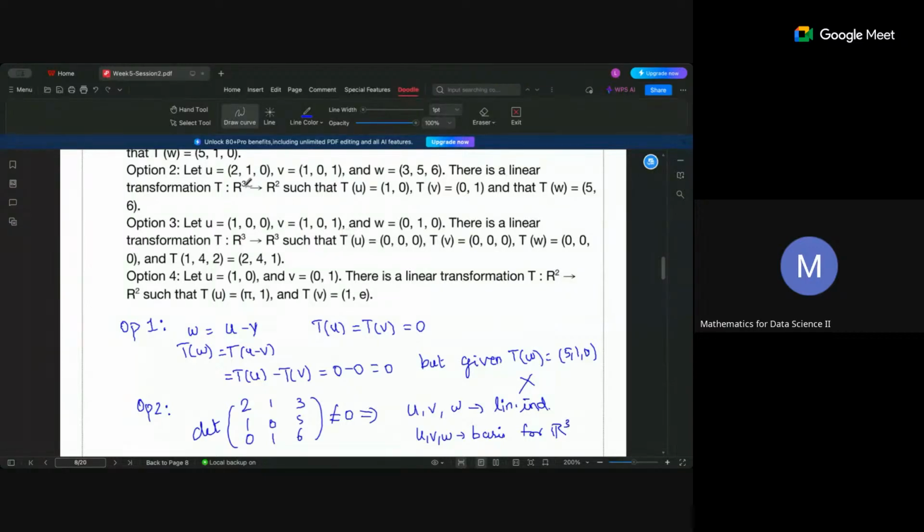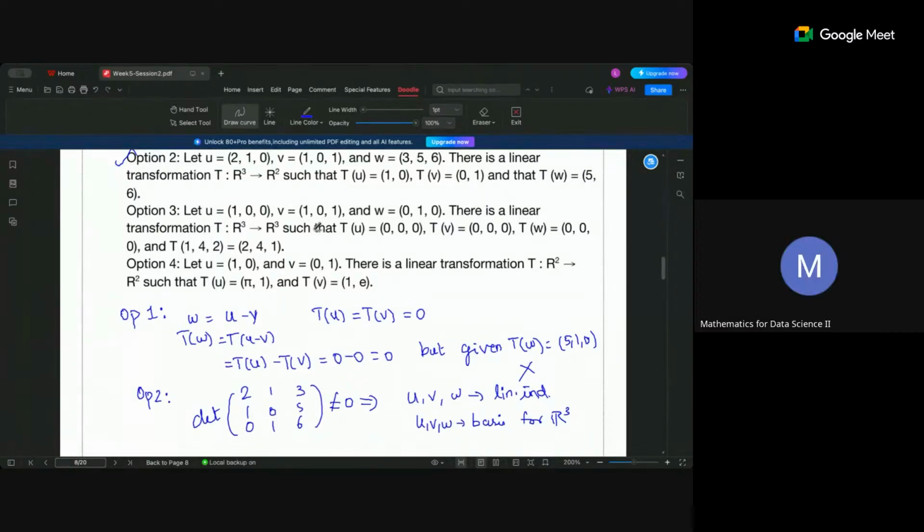Just now we saw that if you have a basis and you are given the images of the basis, then you can find a linear transformation which satisfies the condition, right? So you know that option 2 is correct. Whatever the vector given to you, it does not matter what the values are. You will still be able to find a T satisfying the condition. Clear? Now look at option 3.